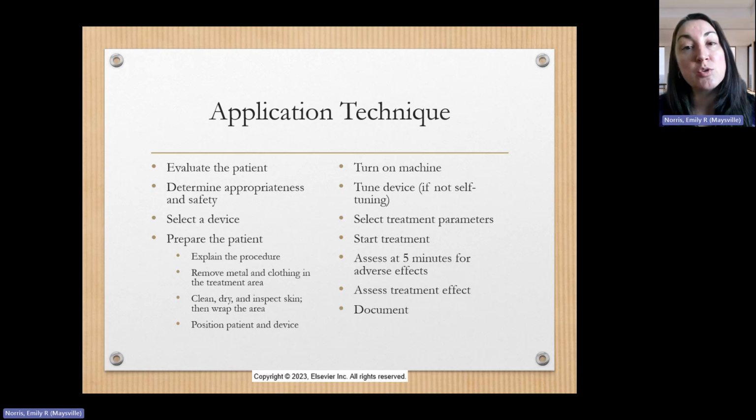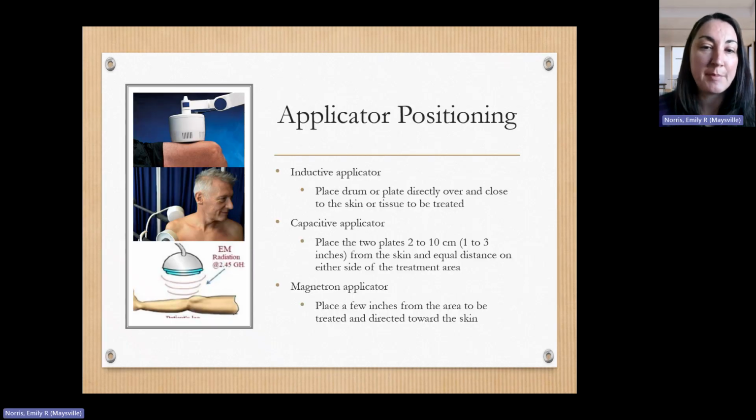Once you start the treatment, you want to come back and check every 5 minutes to make sure they're doing okay, to ask how it feels and see if you need to adjust the intensity. If it's too warm, of course, turn the intensity down. There may be some other parameters that you can adjust on a machine that you could turn down if it is uncomfortable, but a lot of them are preset. And then assess the treatment effect and document.